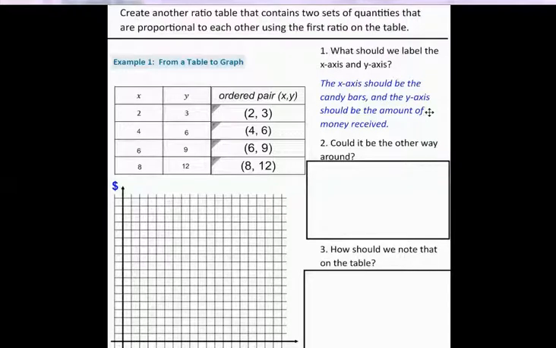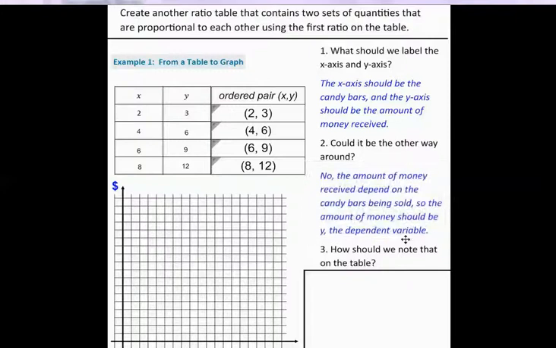Now that brings us to question number 2. Question number 2 says, could this be the other way around? Would it be possible to label the y-axis the candy bars and the x-axis the money? The only problem with that is that the amount of money received depends on the candy bars sold. So the money should be the y-axis, or the dependent variable. The way we'd answer that question is no. The amount of money received depends on the candy bars being sold, so the amount of money should be the y-axis and the dependent variable.